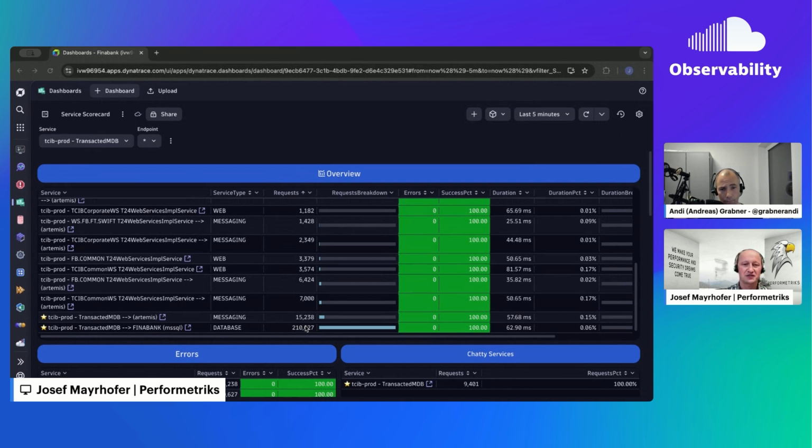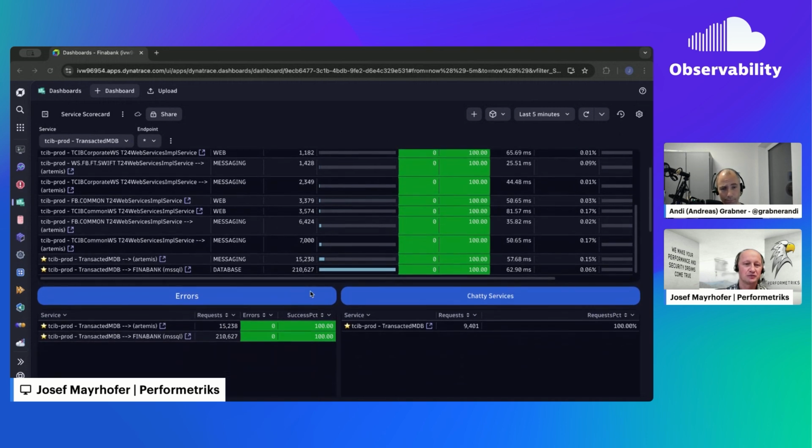But the big question is always, from which service are these requests initiated? So what are the chatty services in this environment? Because I want to focus my tuning efforts where I can create the biggest impact. I believe this is most important. At the moment, it looks quite good.